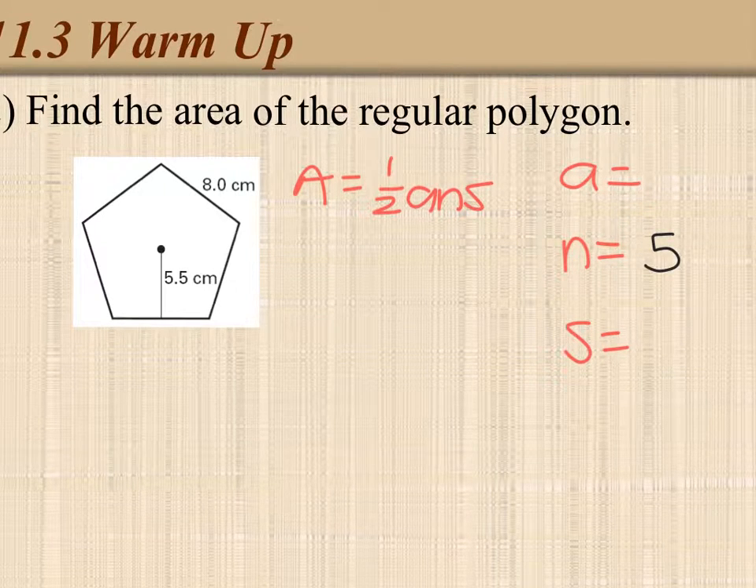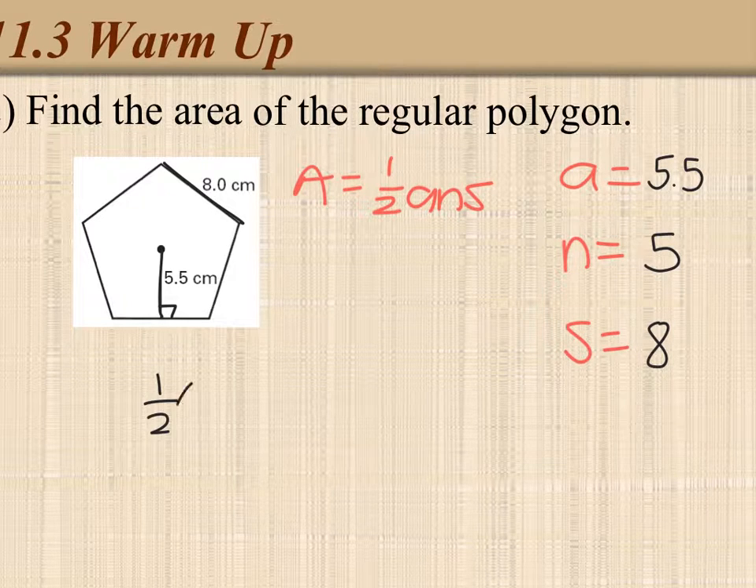Okay, and then this one also gives you what? The length of each side, which this one would be 8. It's a regular polygon, which means they're all 8. And the apothem, which should have a little right angle, but on your test it would be there. That would be 5.5, so that's your apothem. So this one you had all the information you needed.